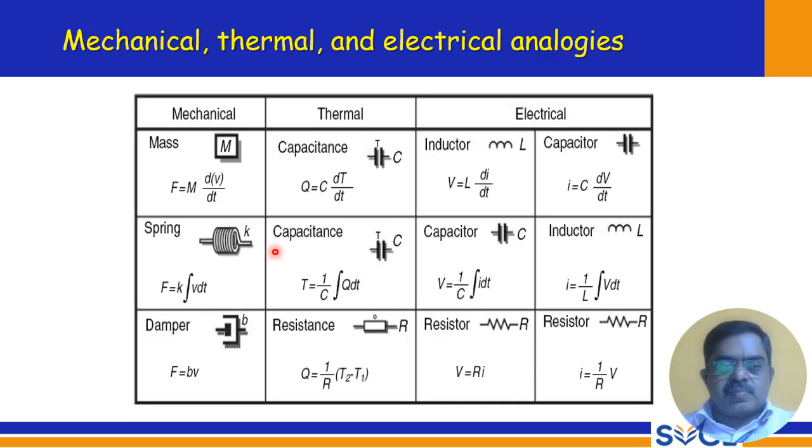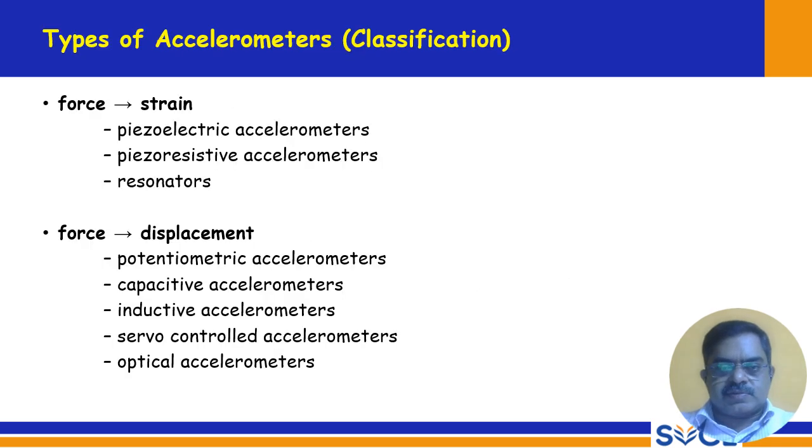So these are all the building blocks in terms of mechanical: we have mass, spring, damper. In terms of thermal, we have capacitance and resistance. In terms of electrical, you can see inductor, capacitor, and resistor. So these are the building blocks or analogies between mechanical, thermal, and electrical systems.